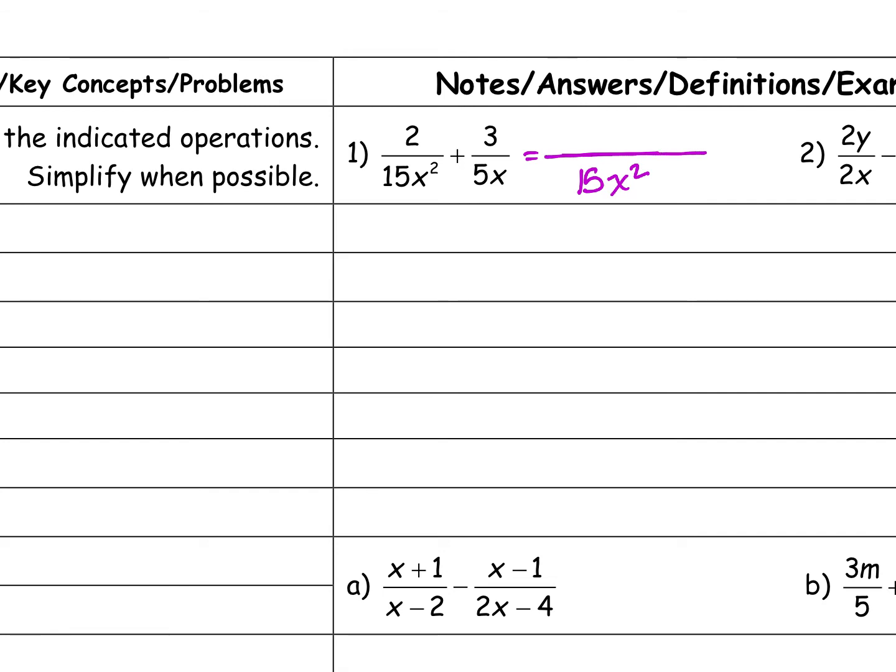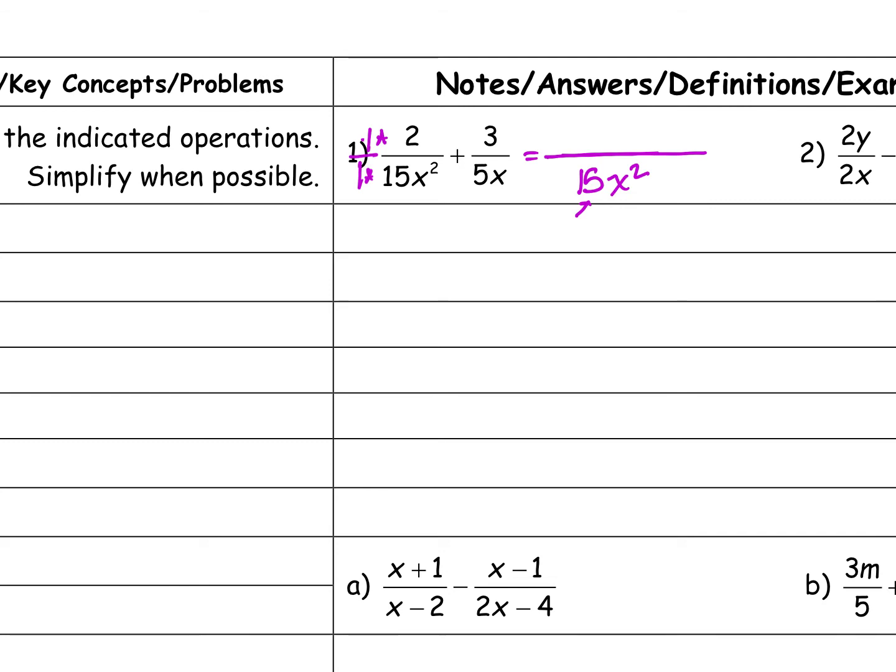So now I'm going to ask myself, what do I multiply this number by to get this one? What do I multiply 15x squared by to get 15x squared? 1. So I'm going to multiply both the top and the bottom by 1. I should have written that a different way. So sorry. Let me fix this. One time. And it's a fraction. I'm making a fraction. 1 over 1 is 1, right? Are we okay with that?